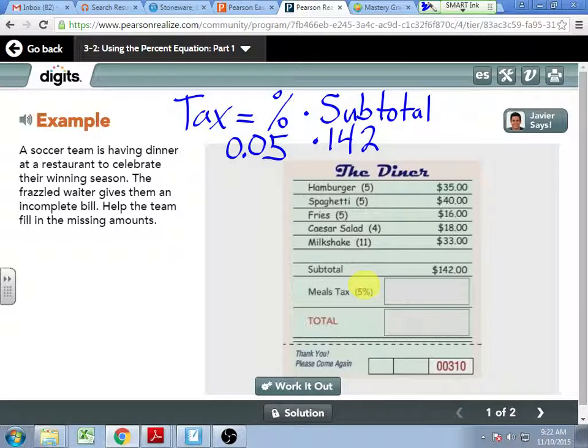And then when we compute that, what do you get? 0.7? 7.1? So really, it's money. You guys gotta get in the habit: money has to have 2 decimal places. So my amount of tax is $7.10. Then I add that to my bill and find out that my total is $149.10.